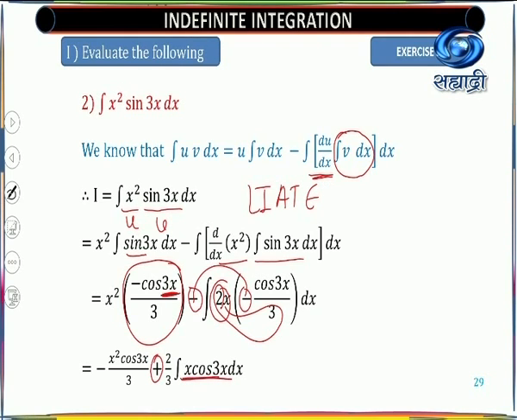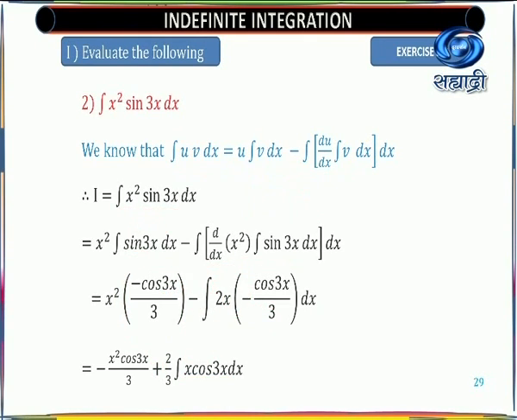Again you are having u into v form. That means we are using this formula again, and in this formula, x is u and cos 3x is v. So we are using this formula 2 times. You are able to use this formula many times in one example after getting an integration. Why? Because to get the final answer.